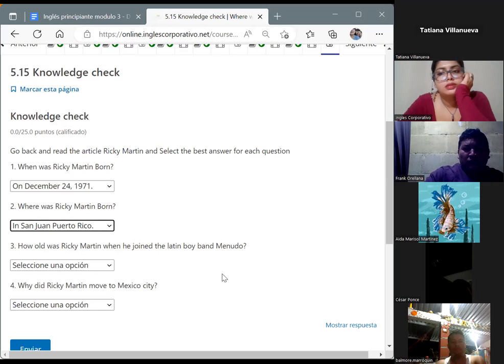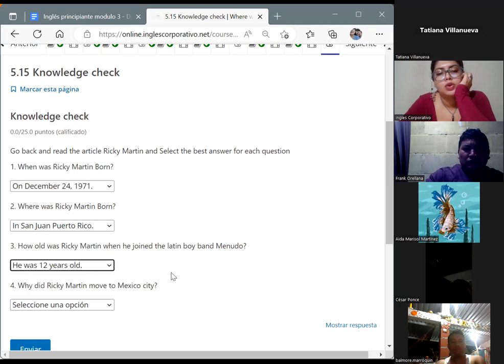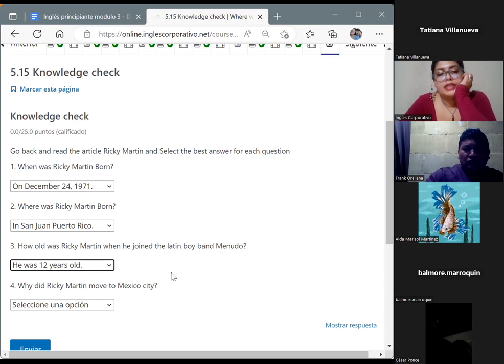How old was Ricky Martin when he joined the Latin boy band Menudo? How old? ¿Cuántos años tenía? Once, creo. Sí, por ahí. Once, almost, dijo, ¿verdad? No. One year more. Un poquito más. Un año más. 12. He was 12 years old. Yes.